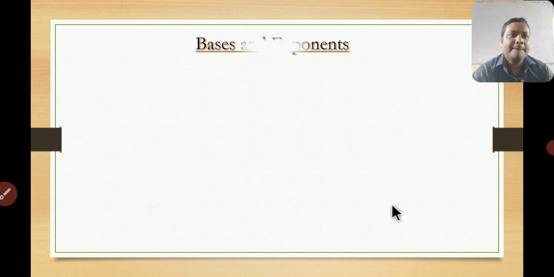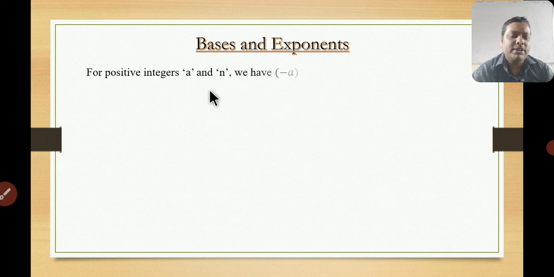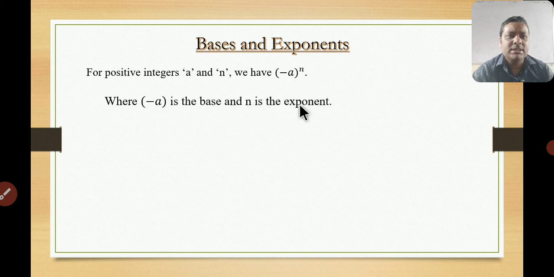Now, base and exponents. What is base and what is exponent? So for positive integers a and n, if a has a minus sign, and in that case we write the power as n, then in a to the power n, we can say that minus a is the base and n is the exponent. It means the value written downside is called the base, and the value written upside is called the exponent, or we can also say the power of minus a.